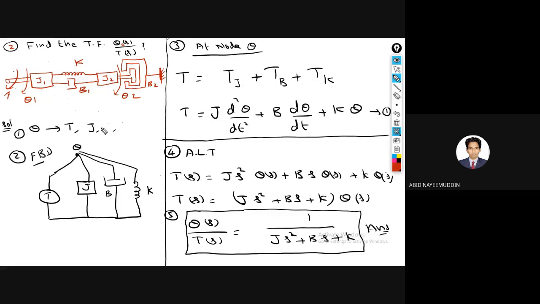Now if you observe, as a second problem, I am going to solve this problem. Don't worry. Any doubts, unmute, feel free here. Make this class a friendly atmosphere.